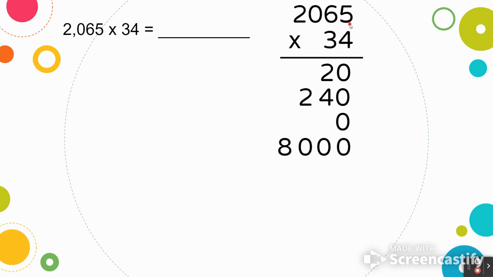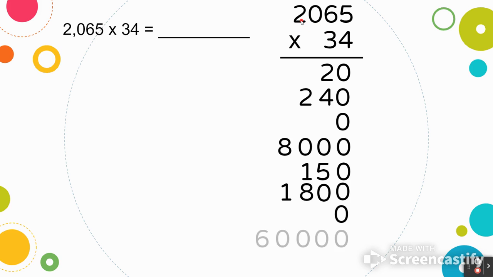30 times 5 is 150. 30 times 60 is 1,800. 30 times 0 is 0. And 30 times 2,000 is 60,000. Now let's add all of these up to get our final product.